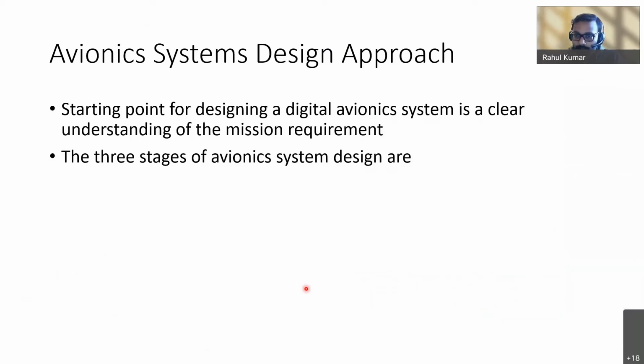Now, to design an avionics system, the starting point is a clear understanding of the mission requirement. What is the purpose of designing that avionic system? Once that understanding is there, there are three stages in which avionic systems are designed.